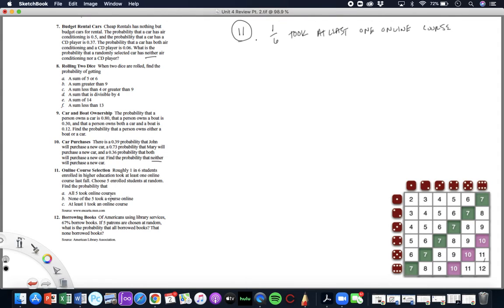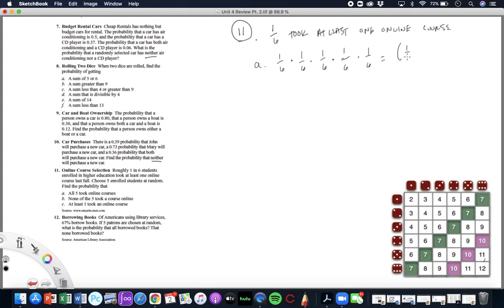So all took 5. I'm choosing 5 enrolled students at random. So what is the probability that all took an online course? Well, think about this. That would mean that the first person has a 1/6 chance that they took an online course. The second person took an online course, there's a 1/6 chance, then a third person, and then the fourth person, and then the fifth person.